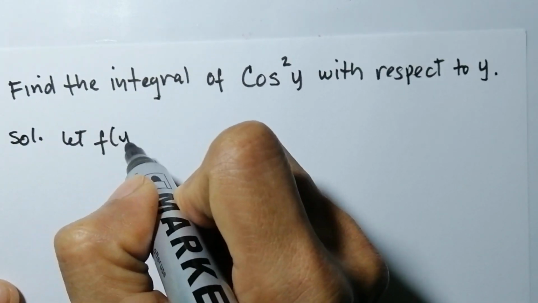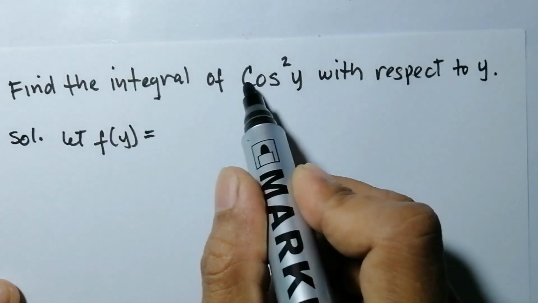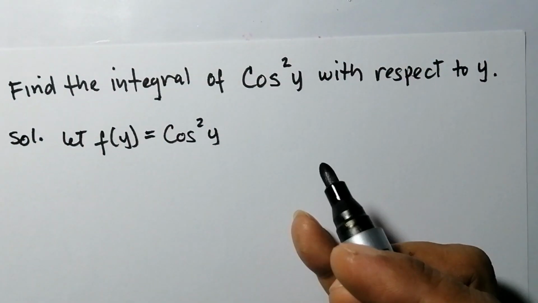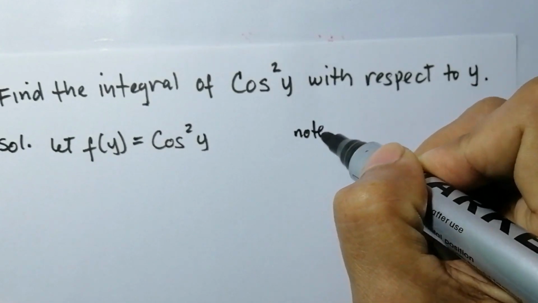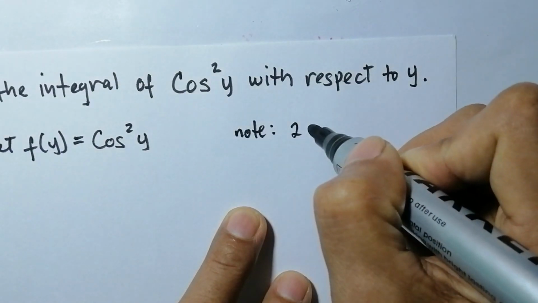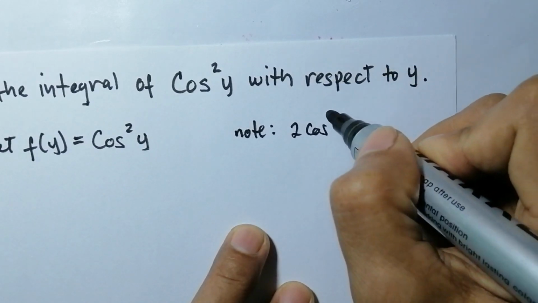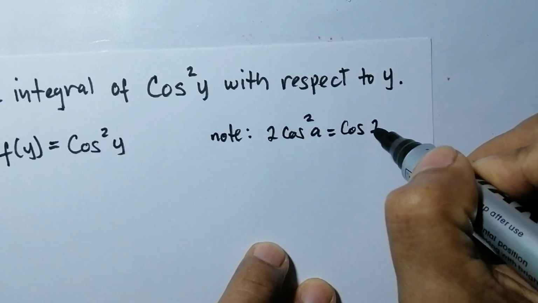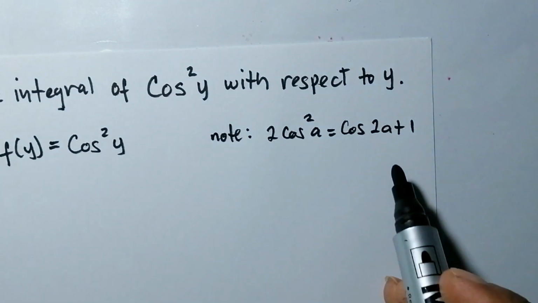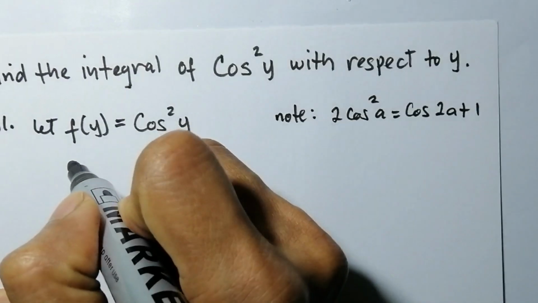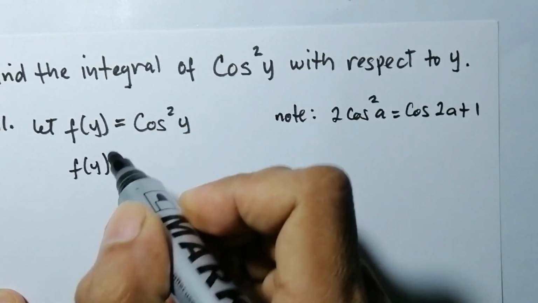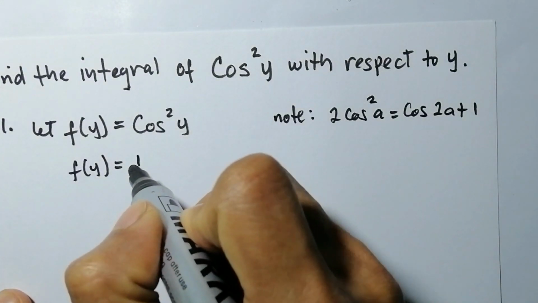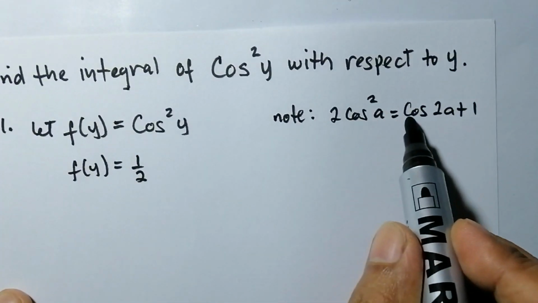Let f of y be equal to cosine squared y. Note that 2 cosine squared y is equal to cosine 2y plus 1. So f of y is equal to 1/2 times (cosine 2y plus 1).